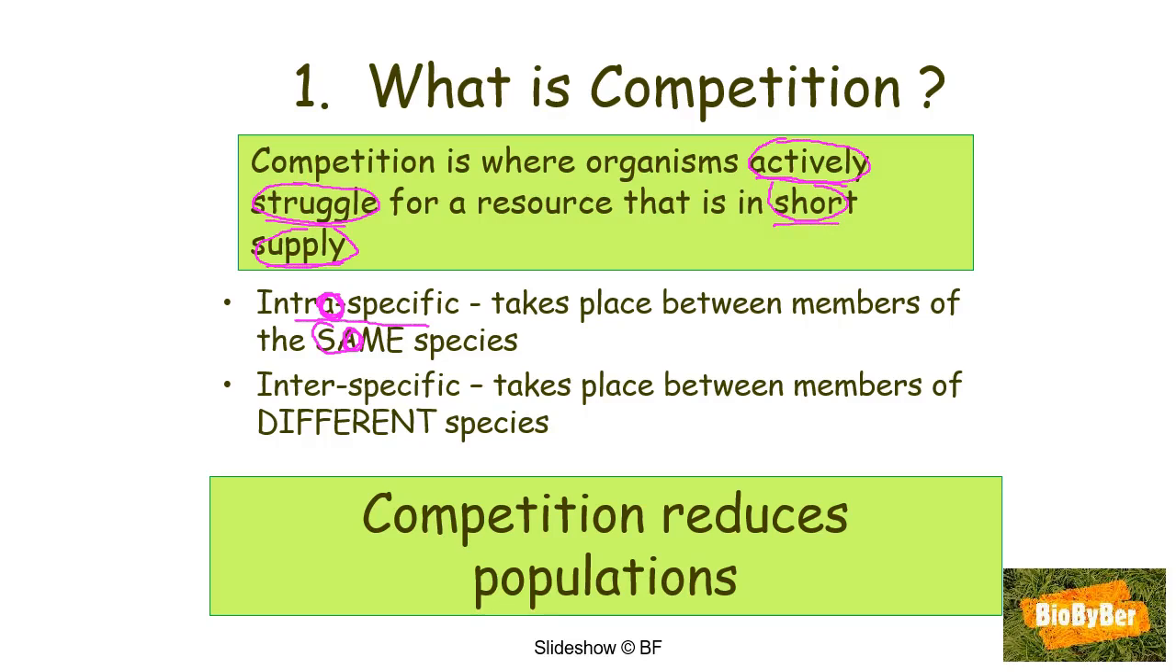Intra-specific competition might be our friends the rabbits competing with each other for food. Inter-specific competition takes place between members of different species, ER in different and ER in inter. An example of inter-specific competition would be where the grass and the daisies compete out on the lawn for light. At the end of the day, however, the consequence or the result of competition is that the number of organisms is reduced. The population levels go down. Don't forget, you must always relate the factor in question back to either the birth rate or the death rate. And in this particular case, competition increases the death rate.